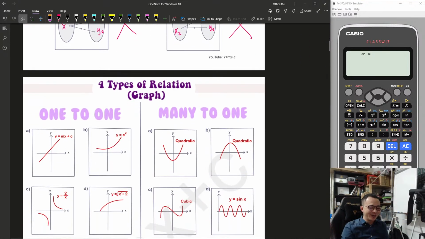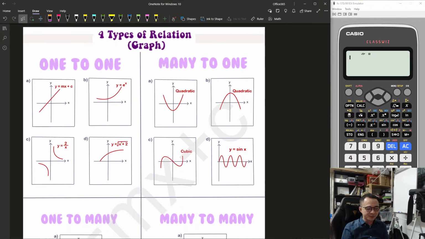So here I also prepared some graphs. You can see the 1-to-1 functions. The most common one is the linear graph, which means 1 x value links to 1 y value. This is a straight line graph, y equals mx plus c. Sometimes I call this y equals ax plus b, it's the same thing. An exponent graph is also 1-to-1.